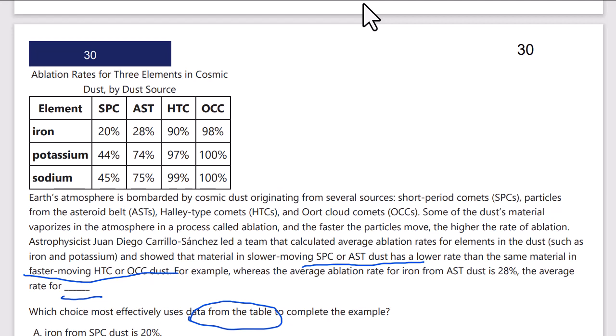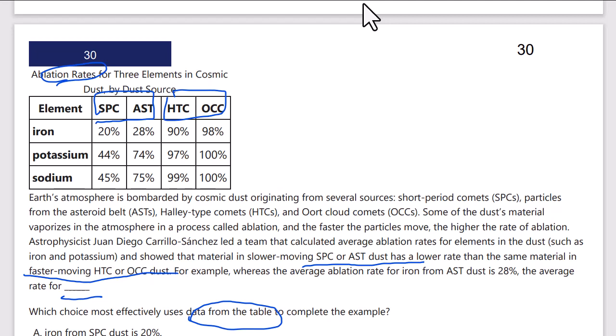Okay. The table here is for ablation rates in cosmic dust. So the slower moving is the SPC and the AST. So for each element, it should be less, and it does. For iron, for example, it looks like it's less than it is for the faster moving elements. And check potassium, sodium as well.